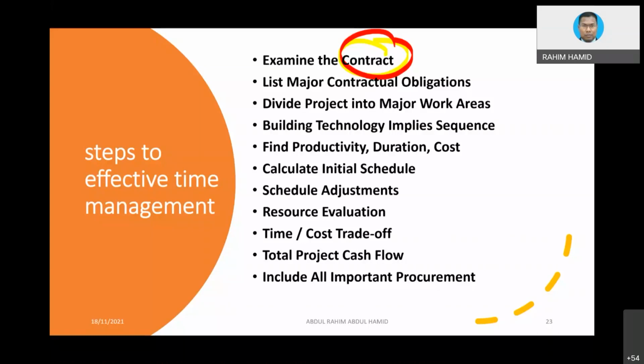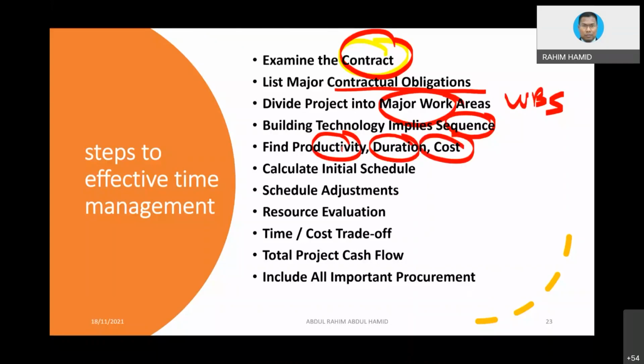List major contractual obligations, because you want to put them into your planning and scheduling and you do not want to miss anything. Divide the major project into major works. This is what we call WBS. Building technology is implied in the sequence, because the construction method will influence the activity duration. Find productivity, which is basically related to duration and cost. Later on, we are going to introduce the concept of productivity. Calculate the initial schedule, meaning this could be your first draft.